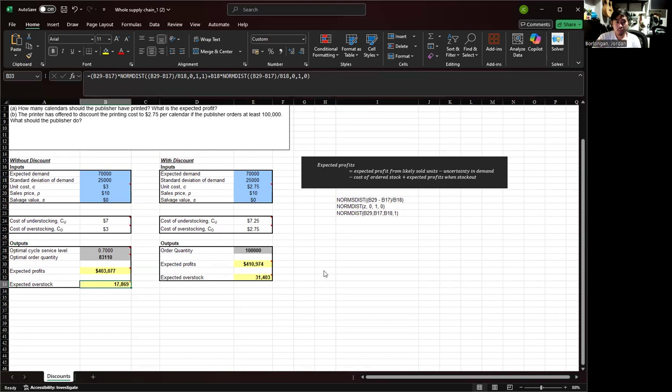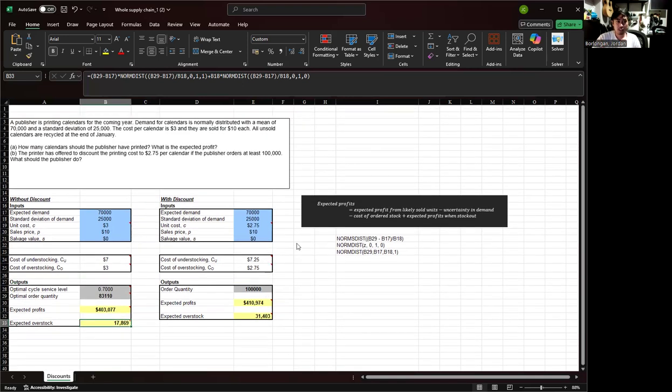While the business can expect marginally higher profits, it also has a lot more overstock in general. So there's more uncertainty floating around. There's more chance that the amount ordered will not be sold all the time. So that is the first part of the problem.